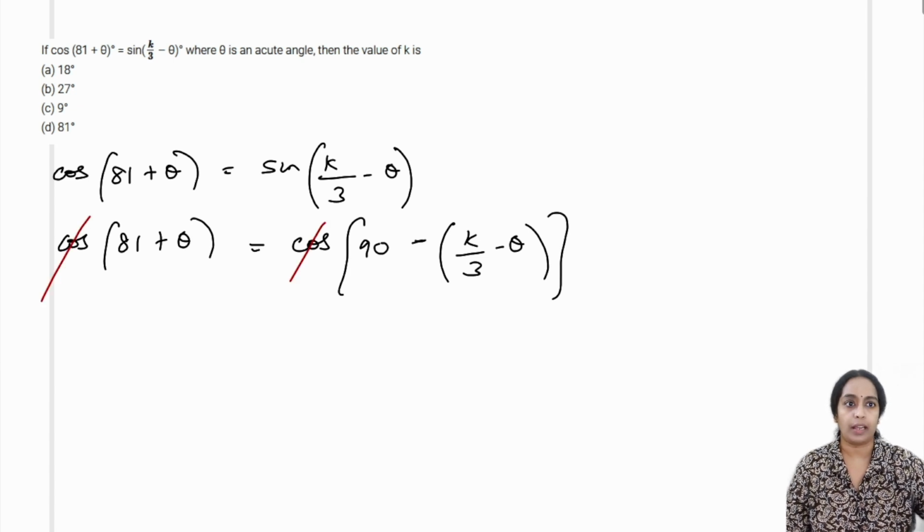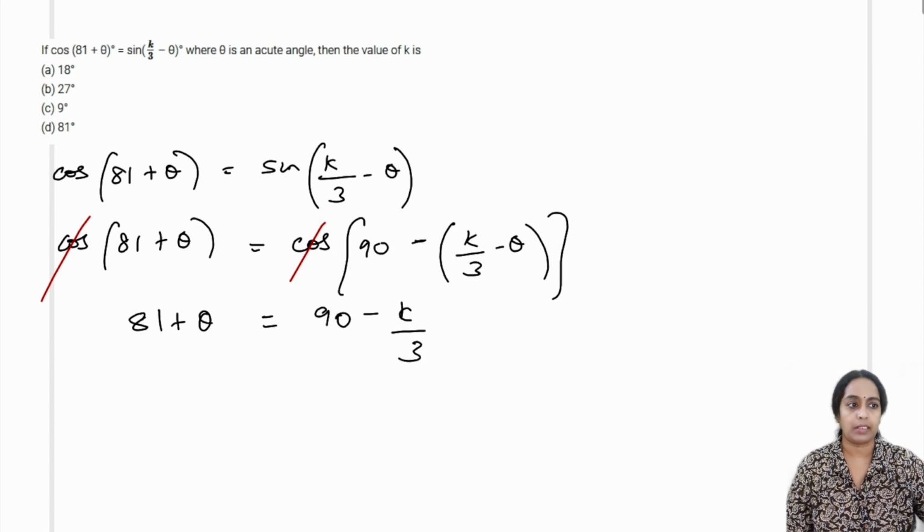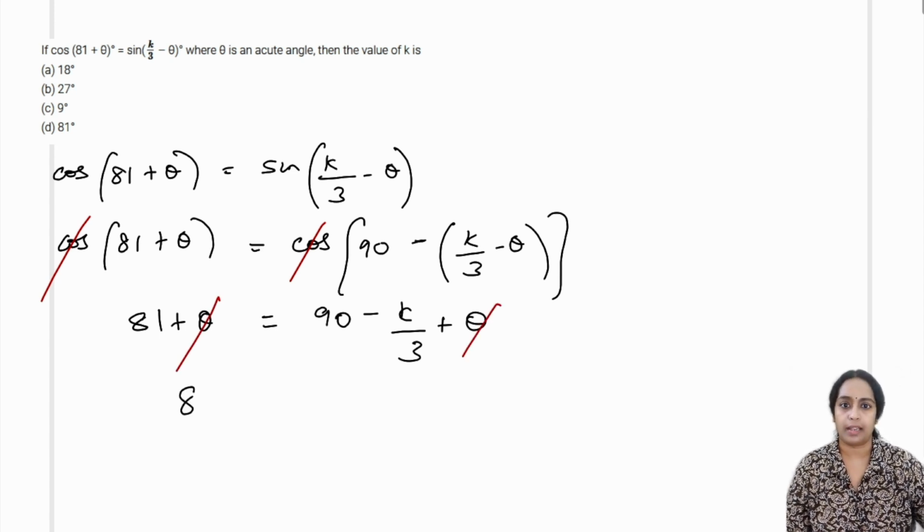Now we can cancel cos on either side of the equation. So we have 81 plus theta equal to 90 minus k by 3 minus of minus plus theta. So again theta on either side of the equation can be cancelled. So 81 equals 90 minus k by 3.